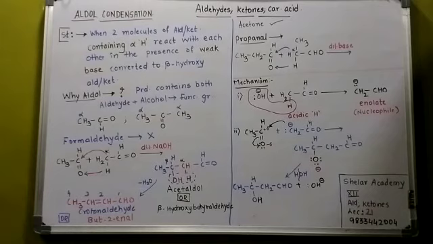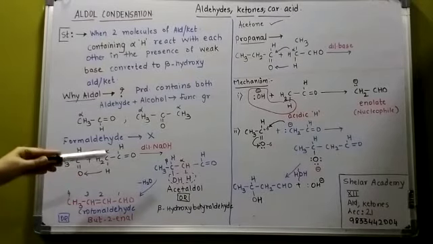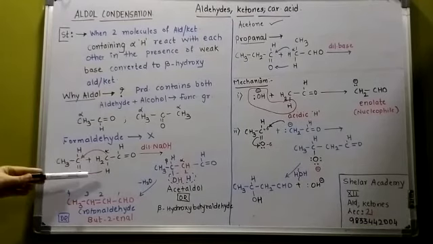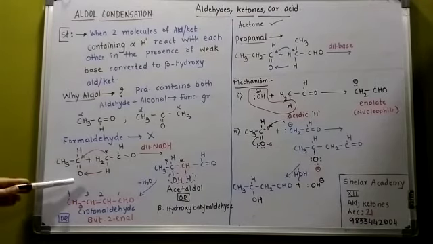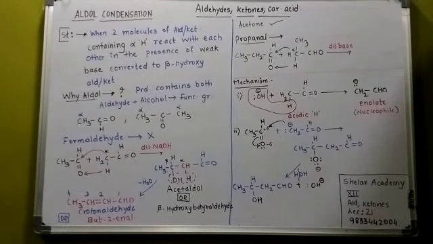See how the migration takes place. The number of carbon atoms increases here because we have taken two molecules of the same. And then उसके बाद what is this? This is called beta hydroxybutyraldehyde. So what we have written, two molecules of aldehyde or a ketone containing active alpha hydrogen will react with each other in the presence of a weak base to form the corresponding beta hydroxy aldehydes or beta hydroxy ketone, that is called aldol condensation.